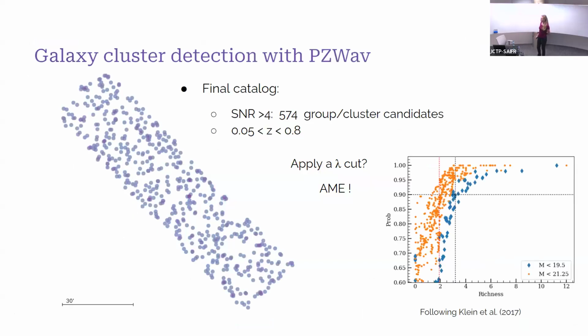And here the results are with miniJPAS, which is a small area of only 1 square degree, launched as a pathfinder to test our methods and see how well we could perform our detections and analysis. Applying this WaZP, I found 574 groups and cluster candidates in this small area within the redshift range of 0.05 to 0.8.